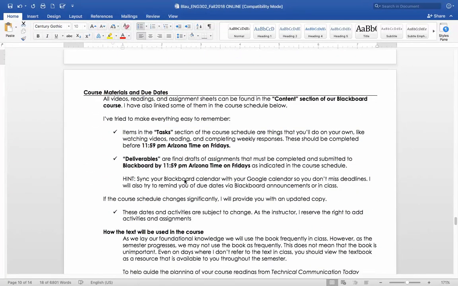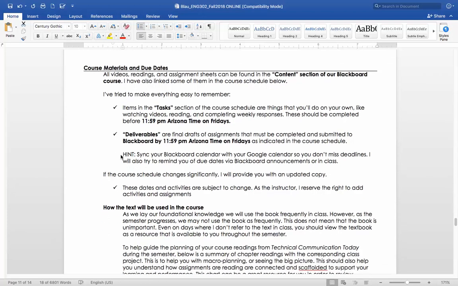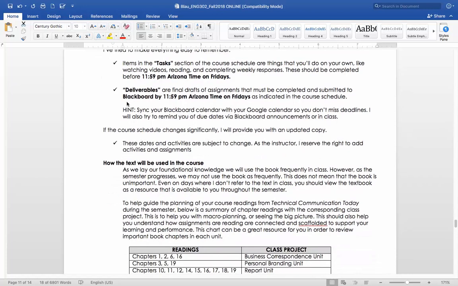Some notes on the course materials and due dates. Everything can be found in the content section of the Blackboard course. And I've tried to make everything easy to remember. So tasks is what you need to complete, and that's things like watching videos, completing weekly responses. There are things that you need to do on your own, and you should have them done before 11:59 p.m. on Fridays. Deliverables are what you actually need to turn in and submit to Blackboard, and the due dates on those are always before midnight on Fridays. So hopefully that's easy for you to remember. Midnight on Fridays is the day.